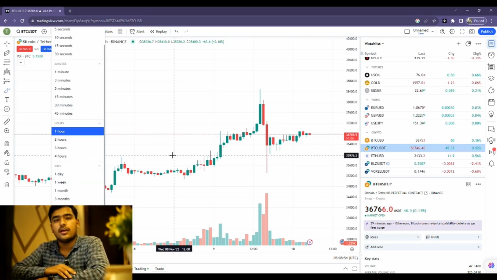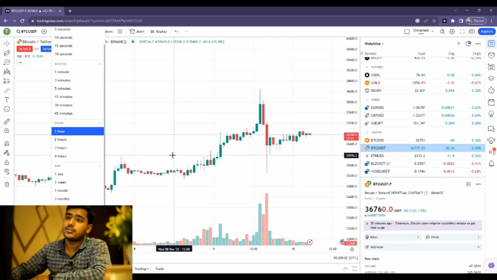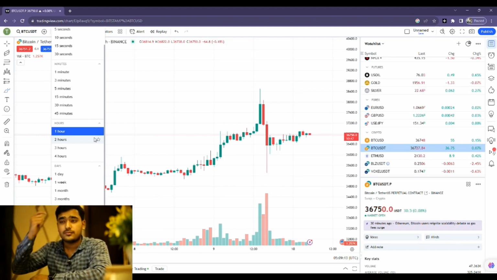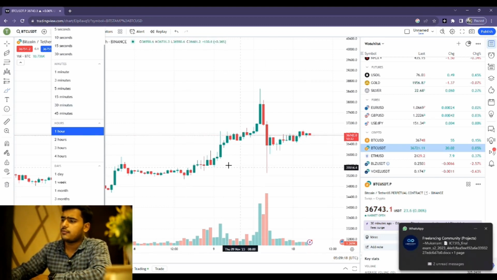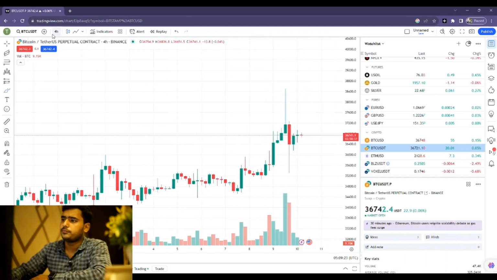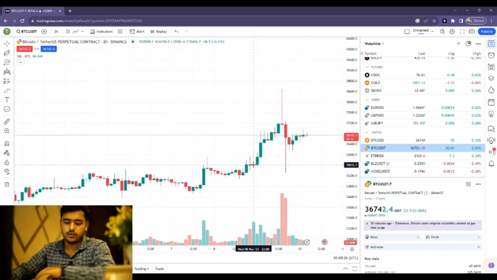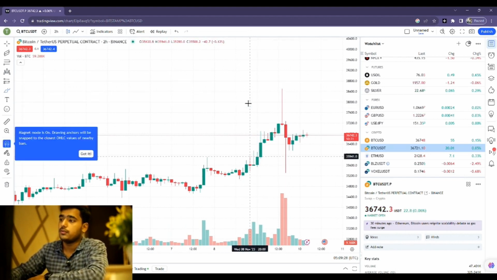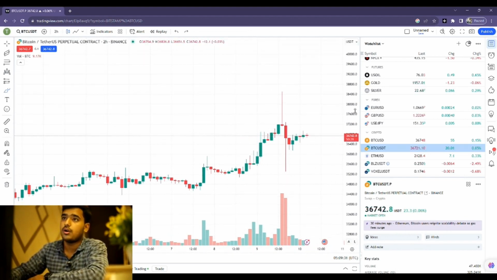So when you're doing an analysis on the high time frame, like if you are predicting the market for the next 5 months, 4 months, 6 months, obviously you're gonna select the high time frame, which is 1 week, 1 month. But if you're going to predict the market move for the next couple of hours or minutes, you're gonna use the minutes or hour time frame. So let's just select 4 hour here, and let's see what we have here. All right, so let's just select 2 hour, which is the basic one. Most traders use 1 hour, 2 hour, and 4 hours.